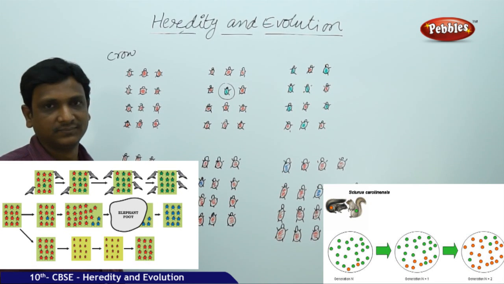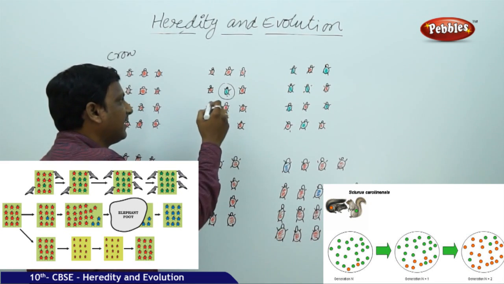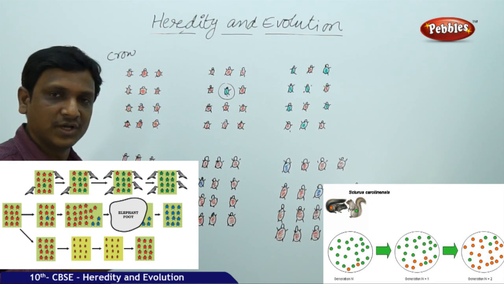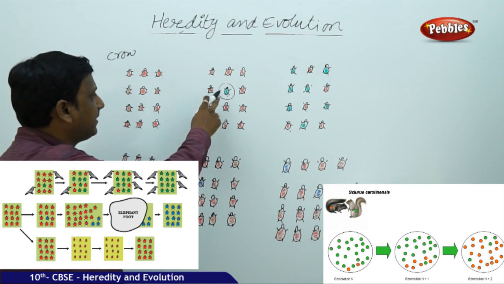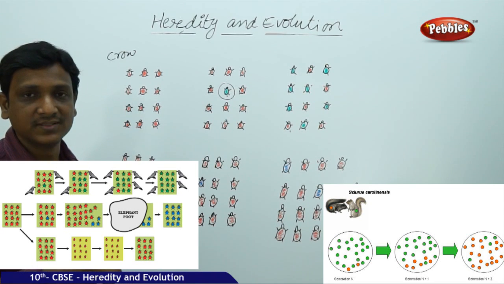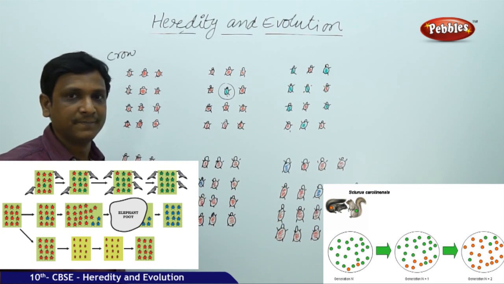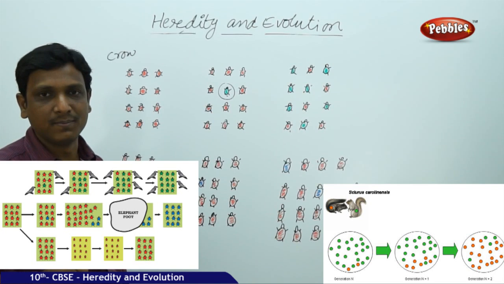Now what happened? Because of this green color, which blends with the green leaves, the green beetle is not being eaten by the crows. Crows cannot identify the green beetle because the leaves are green. Camouflage takes place, that means blending of its color with its surroundings. So only the red beetles are identified, and green beetles are not identified by the crows.